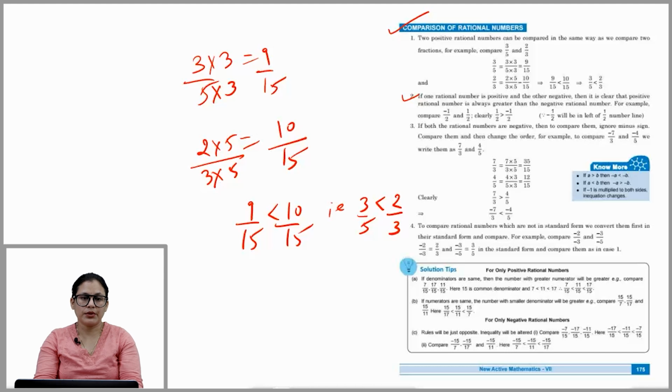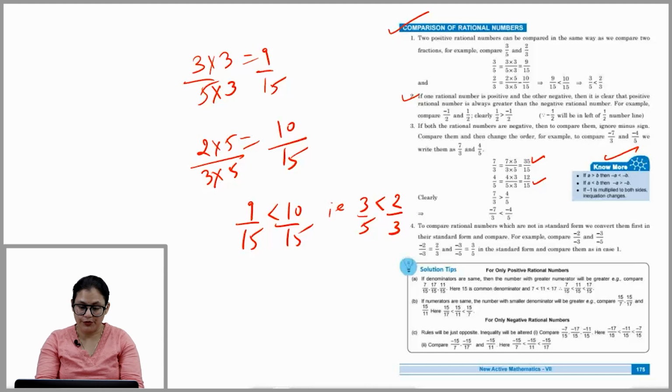Number 3. If both the rational numbers are negative, then to compare them, ignore the minus sign, compare them, and then change the order. For example, we have to compare minus 7 by 3 and minus 4 by 5. First, we will ignore the minus sign. Here we get 35 by 15 and 12 by 15. So 7 by 3 is clearly greater than 4 by 5. That means minus 7 by 3 is less than minus 4 by 5. Remember, if A is greater than B, then minus A is less than minus B. If A is less than B, then minus A is greater than minus B. If minus 1 is multiplied on both sides of an inequality, the inequality sign changes.